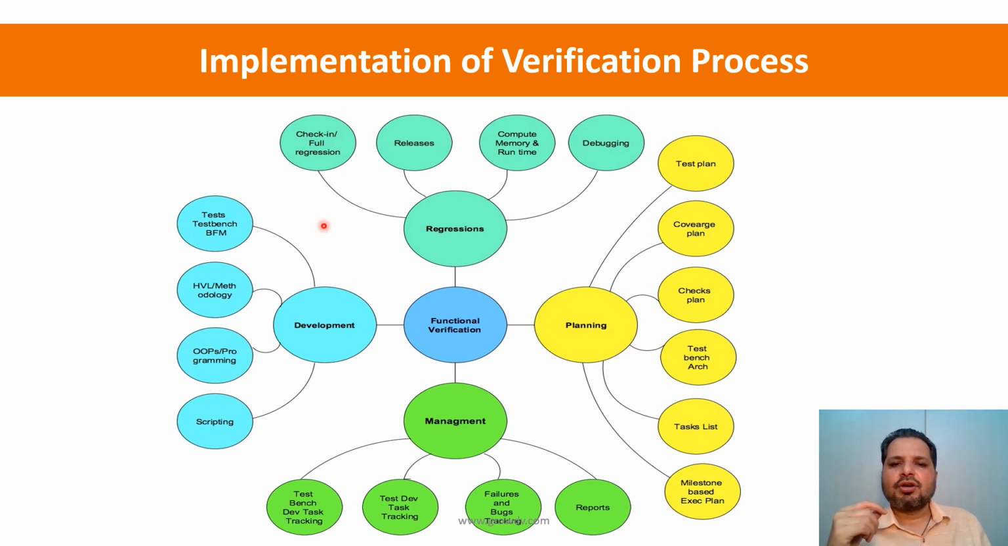So for each of the phases, a different set of metrics is tracked as a part of the management work, and then various reports are created which give visibility to both the team as well as the upper management on how the verification is progressing. So this is how the verification process that we had defined gets implemented when we start executing the project.